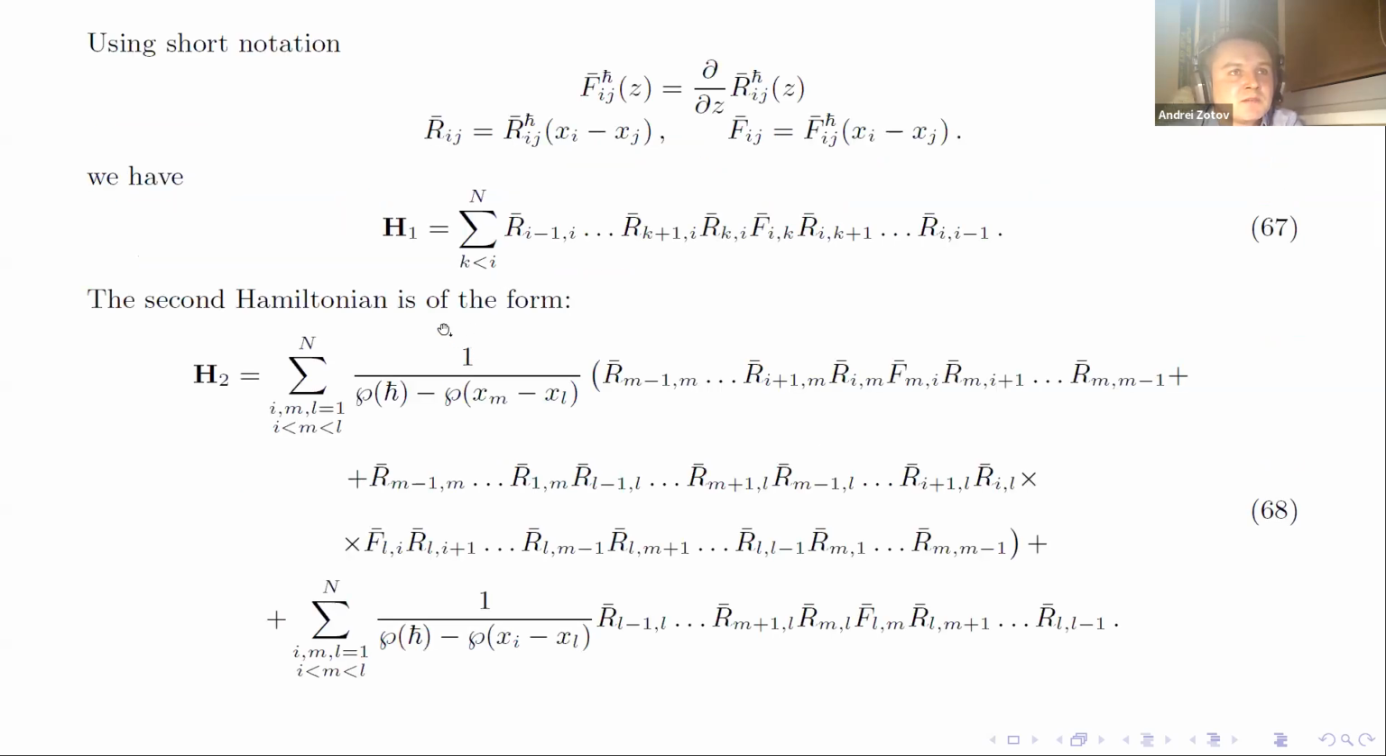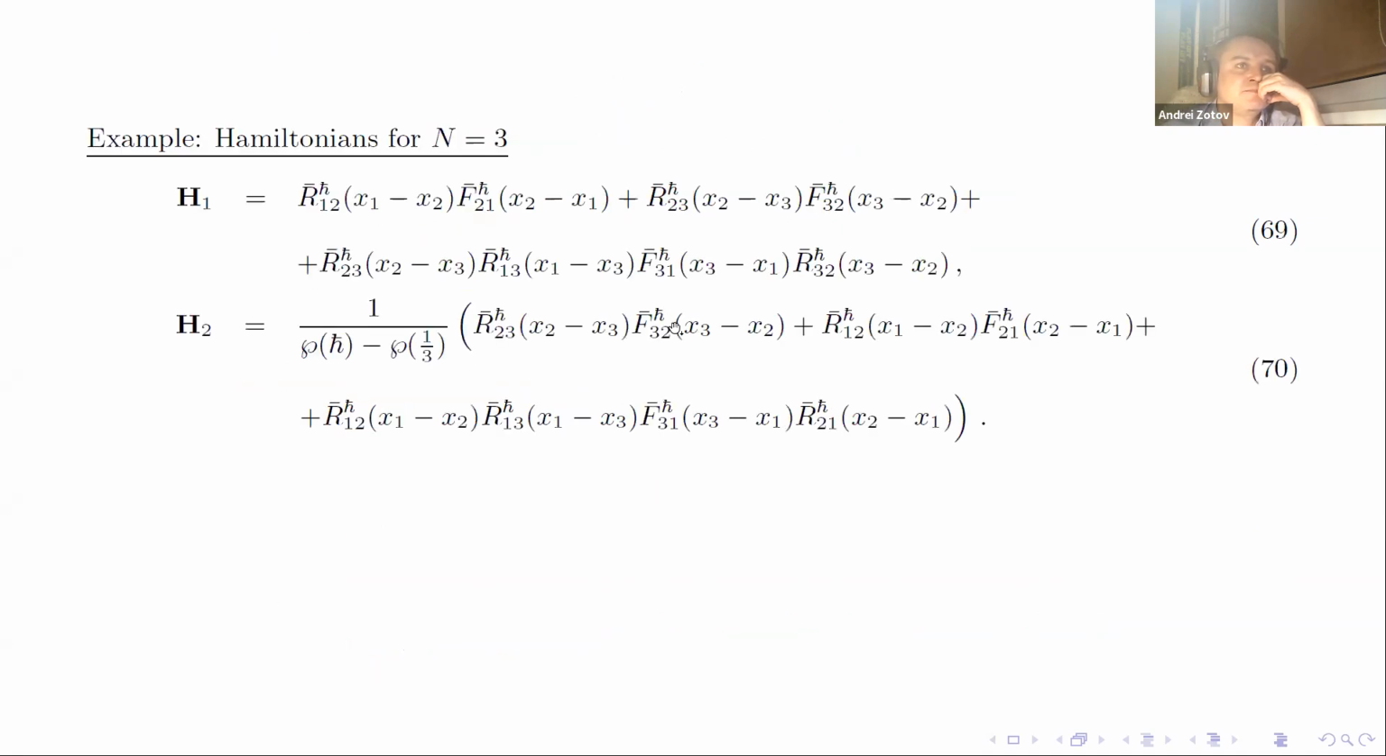And here are some examples. Just for shortness, we denote the derivative of our R matrix by capital F, and then this is the first Hamiltonian of the spin chain, where our matrices depend on the spectral parameters, which are fixed as equidistant positions on a circle. So we have the first Hamiltonian in this form, and the second Hamiltonian is given here, and in fact we may compute all the higher Hamiltonians, if you like. And here is just an example for n equals 3.